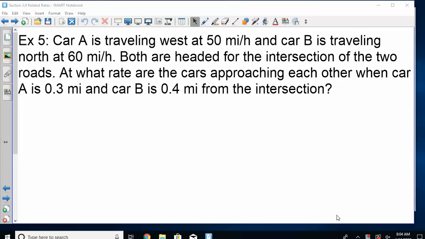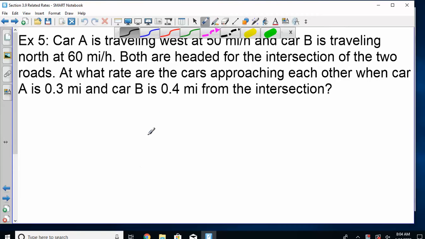So car A is traveling west at 50 miles per hour, and car B is traveling north at 60 miles per hour. Both are headed for the intersection of the two roads. So what should we do right now?